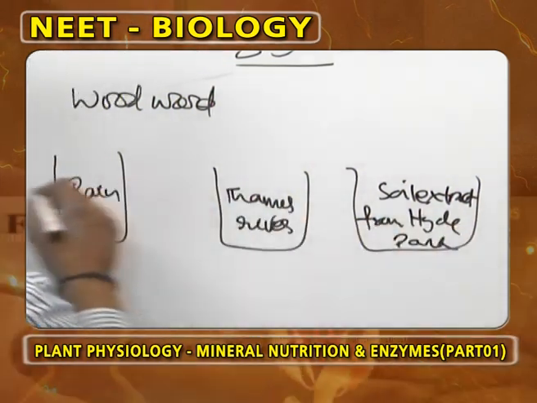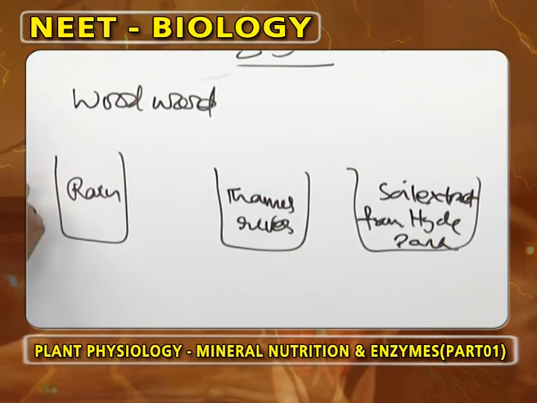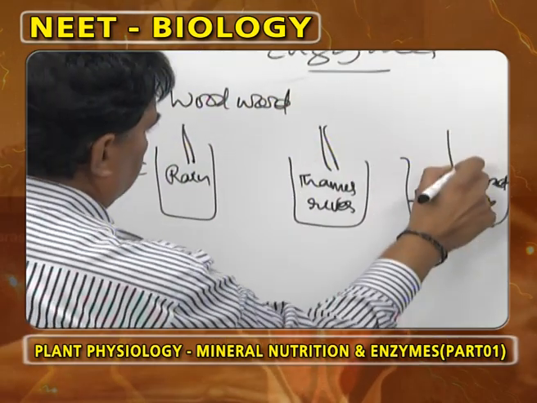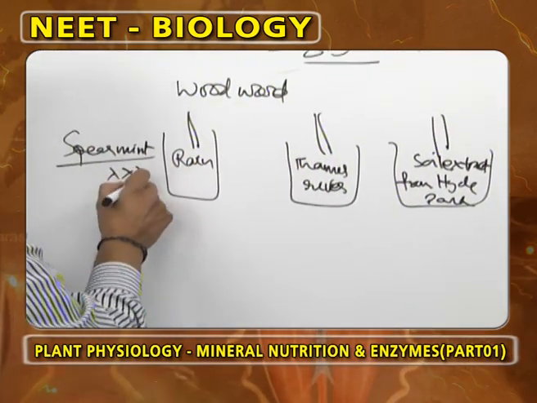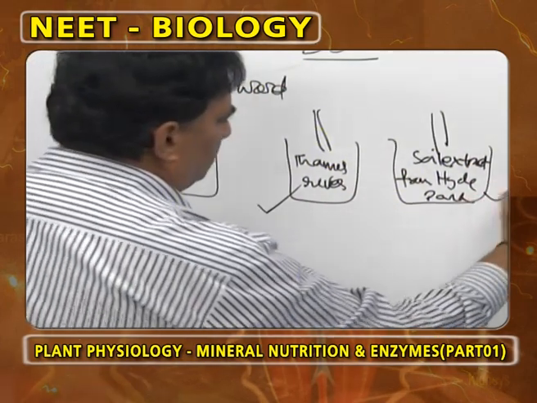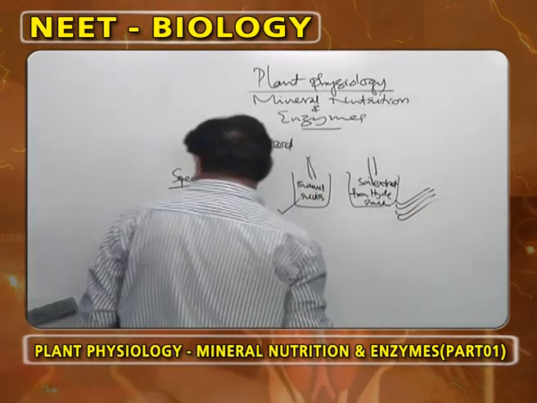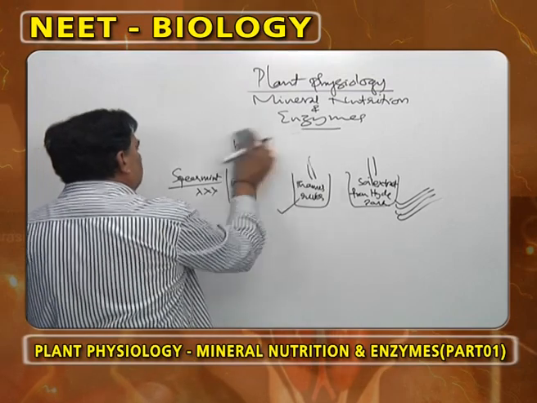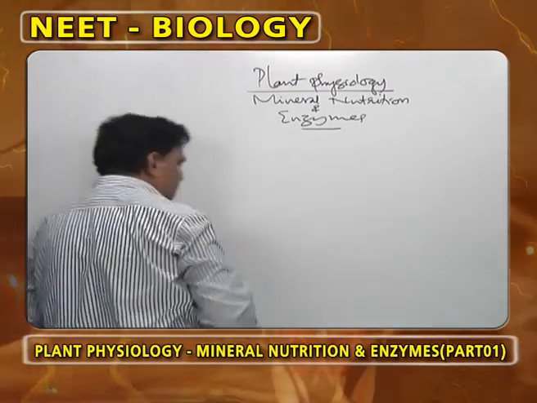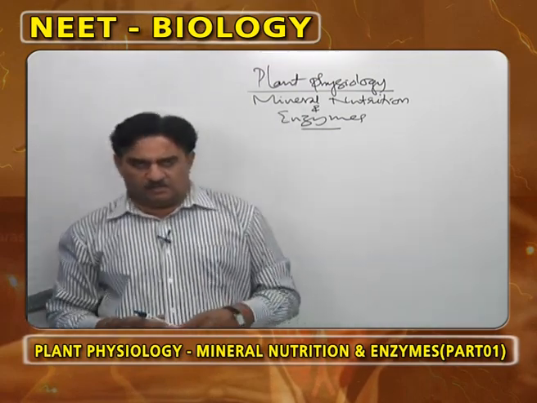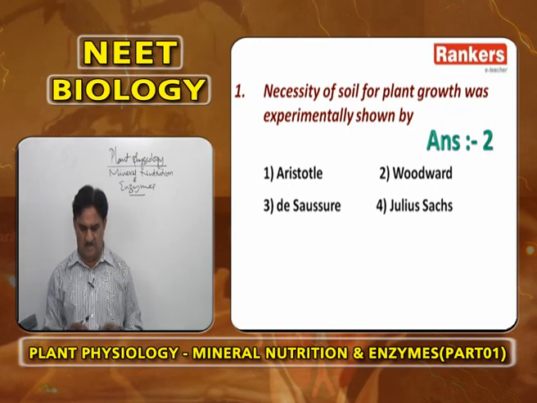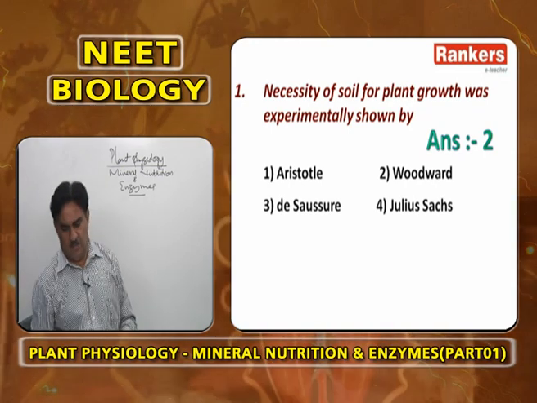He grew spearmint plants in these. The plants did not grow well in rainwater, they grew a little bit well in Thames River water, but they grew excellently in soil extract. With this he proved that soil or soil minerals are very useful in the growth of a plant. That is, the necessity of soil for plant growth was experimentally shown by Woodward.